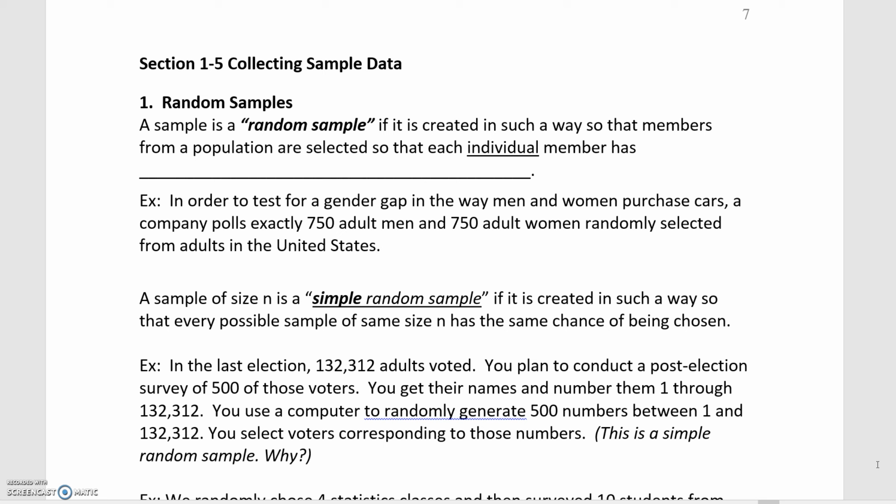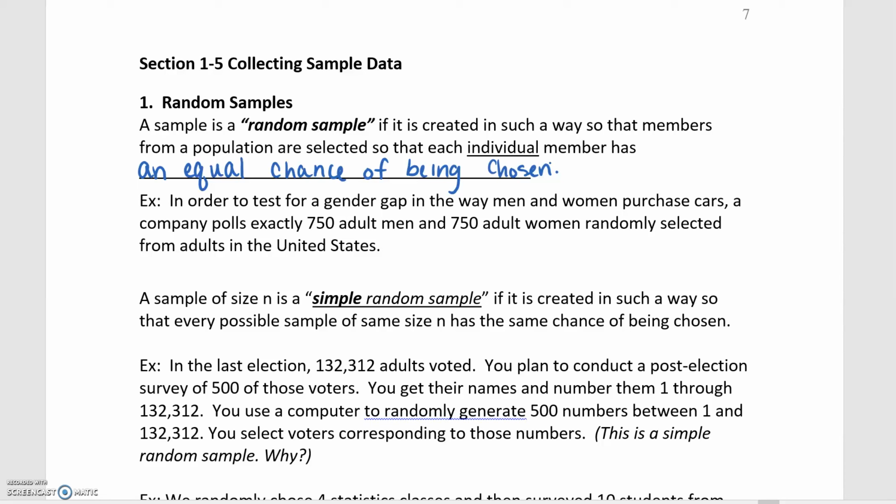So we've talked about why it's important to have a random sample, and a random sample actually has a specific definition. A sample is a random sample if it is created in such a way that the members from a population are selected so that each individual member has an equal chance of being chosen. Random has the specific definition that each individual would have the same chance of being chosen.